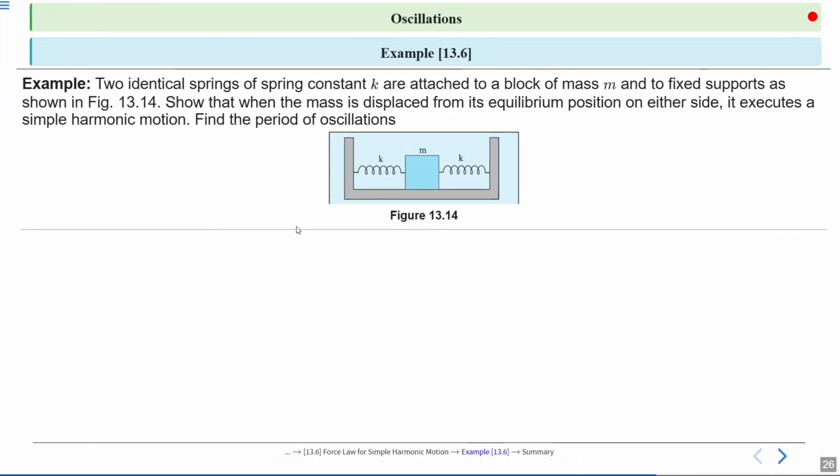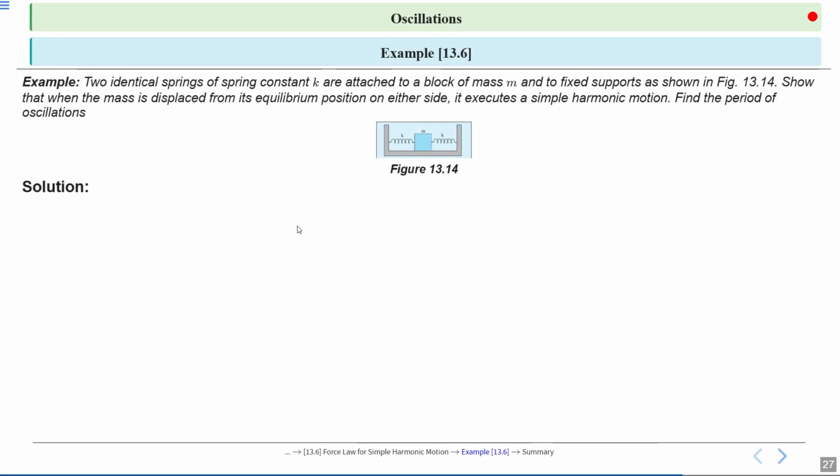Example 13.6. Two identical springs of spring constant K are attached to a block of mass m and two fixed supports as shown in figure 13.14, so that when the mass is displaced from its equilibrium position on either side, it executes a simple harmonic motion. Find the periods of oscillation. So here you have to find out the periods of oscillation. Let's see the solution.